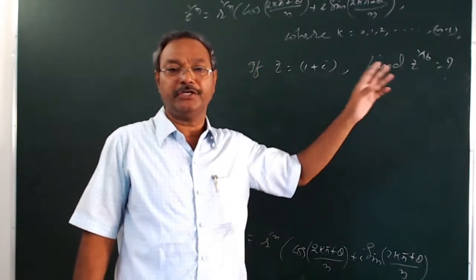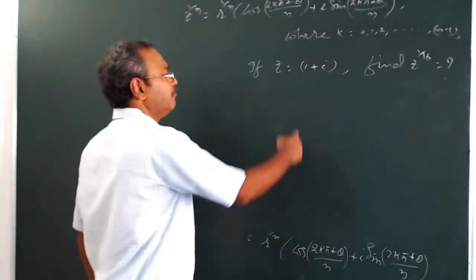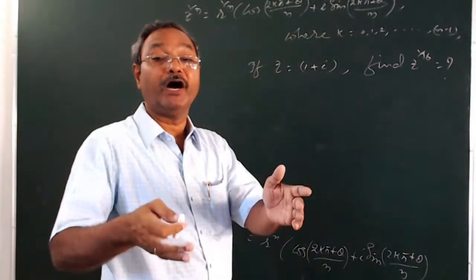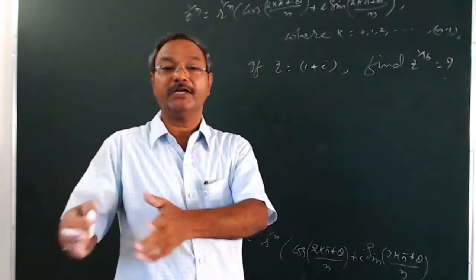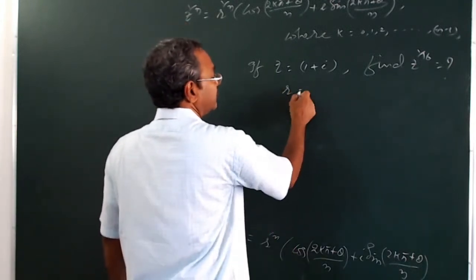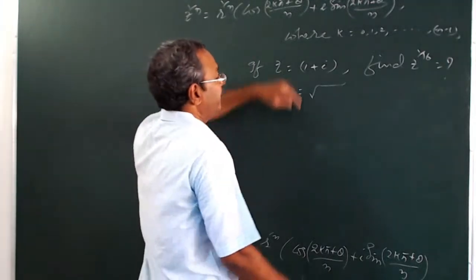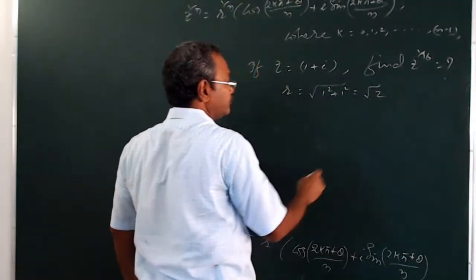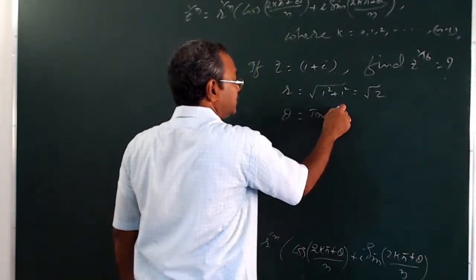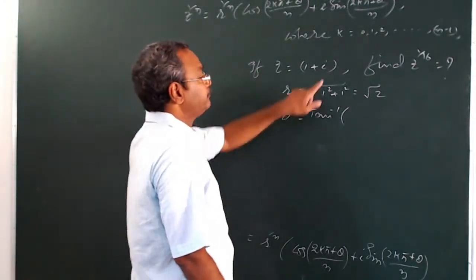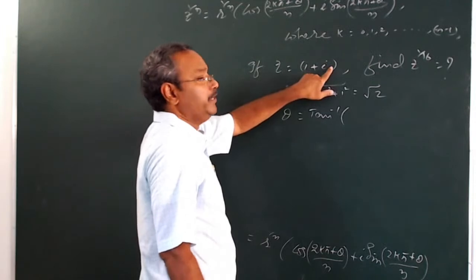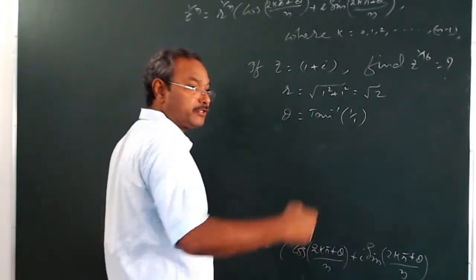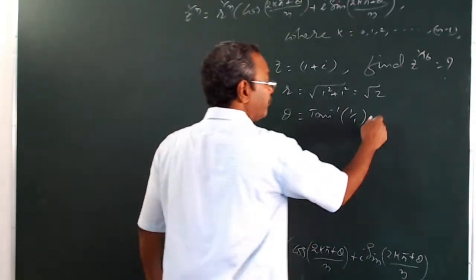How to find all the 16 roots? The process is pretty simple. First, you convert the complex number to its mod amplitude form. For that, first you have to find what r is, and then you have to find what theta is. So our r is square root of a square plus b square. A is 1, b is 1. So 1 square plus 1 square, which is root 2. And theta is tan inverse b by a. Our b is 1 and a is 1. So tan inverse 1 by 1, which is tan inverse 1, which is pi by 4.